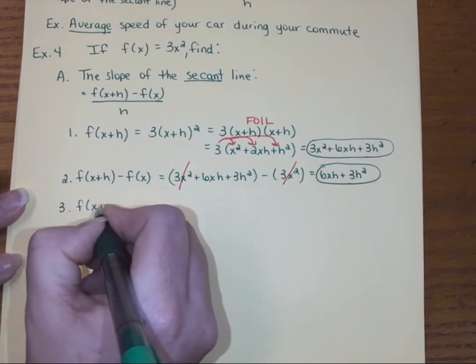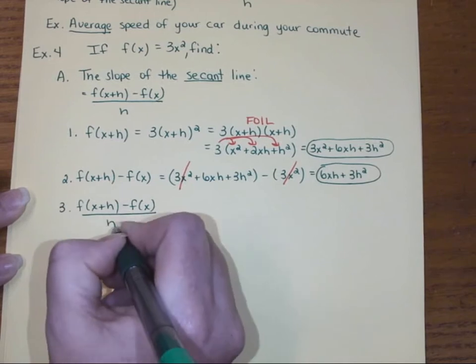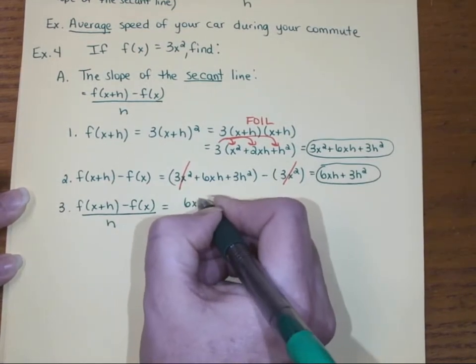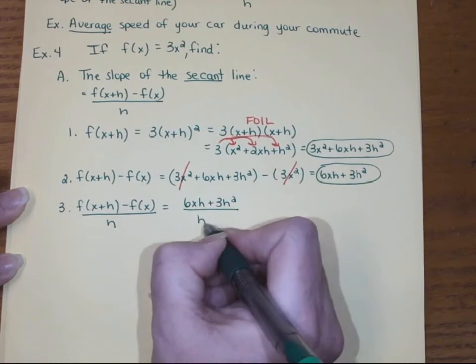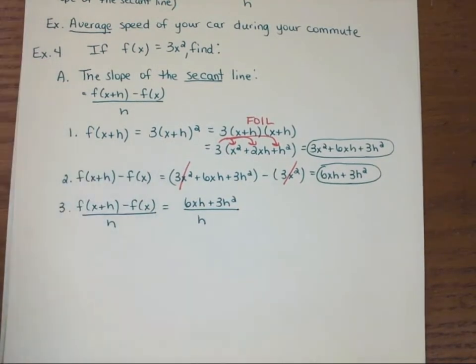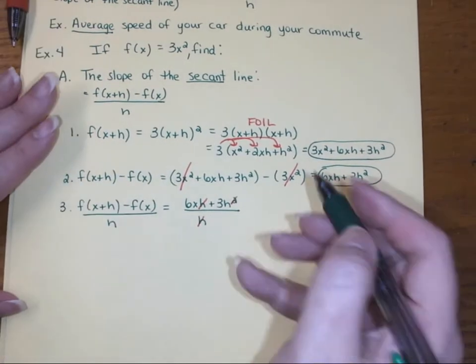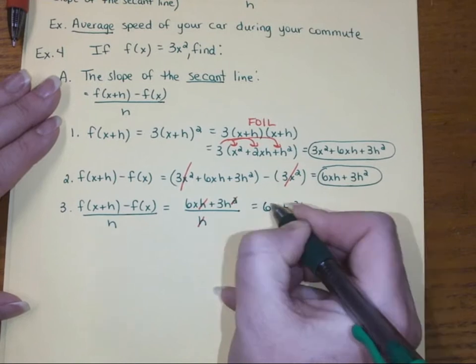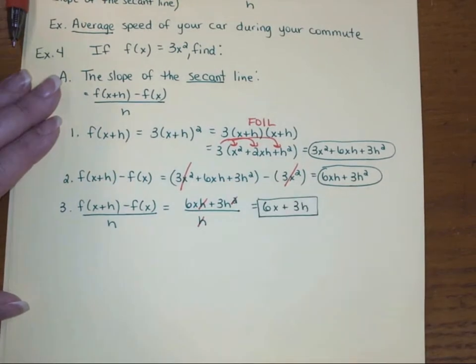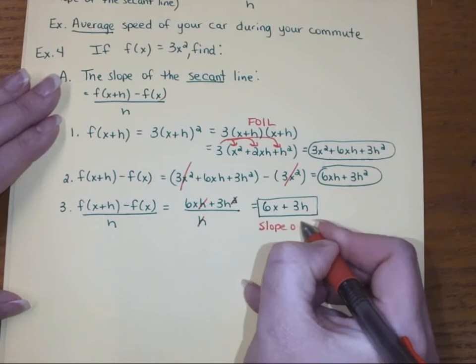And now, finally, let's put everything over h. And again, I won't need to do step 4 because the equation for the slope of the secant does not include that limit portion. So notice the h's are gone, so I'm left with an equation of 6x plus 3h. So rather than the slope of the tangent, notice this is the slope of the secant.